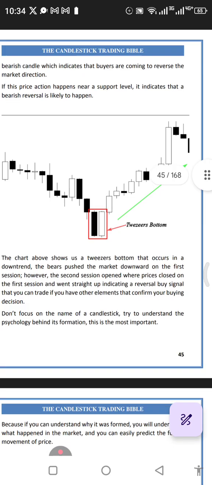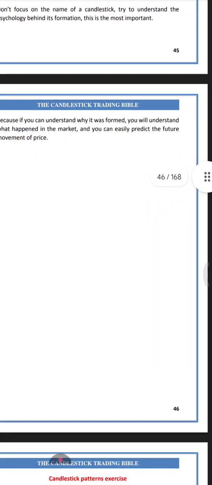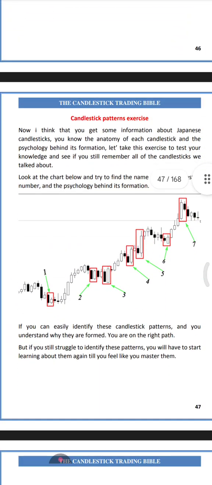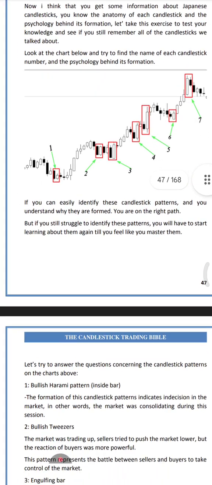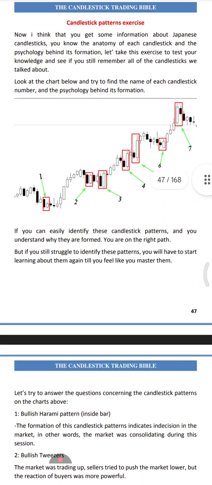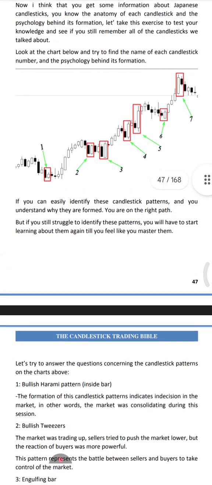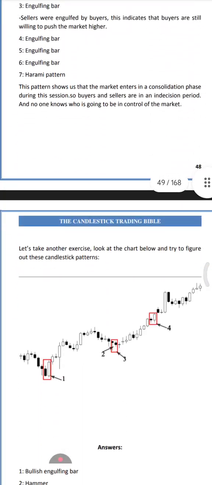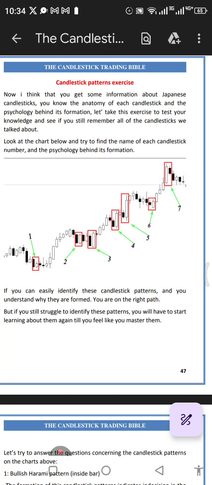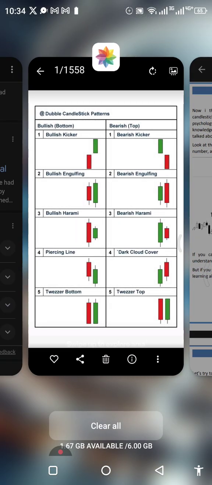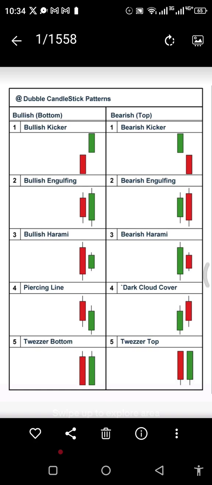So all of these are things that you see a lot. These are very frequent candlestick formations that you see in the market, and you need to pay attention to them as well. So that's it on the double candlestick formation, and we will get to do the three candlestick formation.